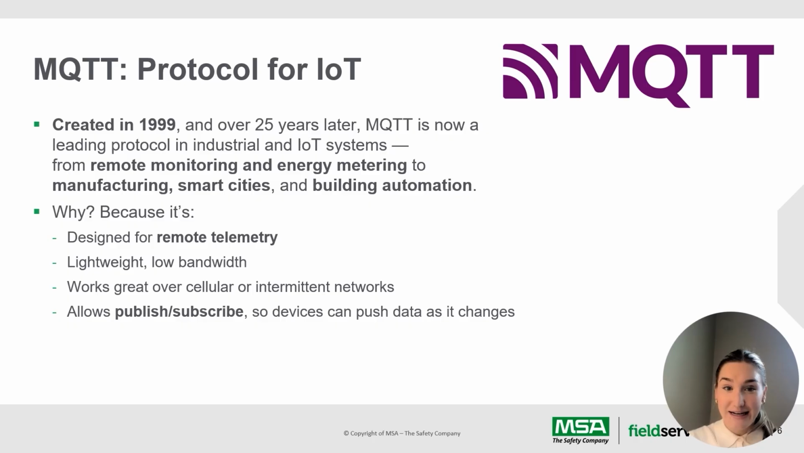Now that it was created in 1999 and is 25 years old, MQTT has become the backbone of many modern industrial and IoT systems, from building automation and energy metering to manufacturing and water utilities. Why? Because it was designed for this implementation. It's well understood, it requires no certification, and it's lightweight enough to run on embedded processors. It's also widely supported across platforms and vendors.